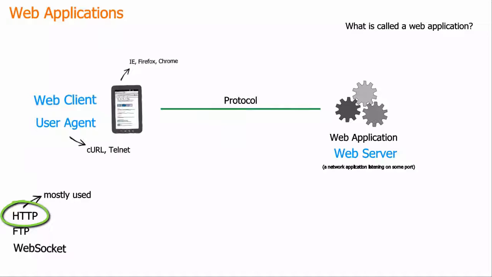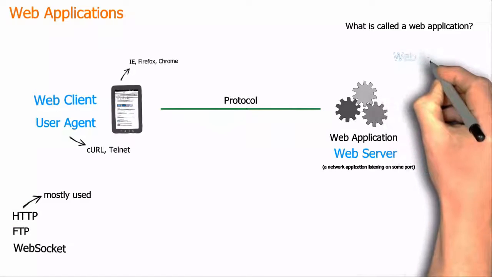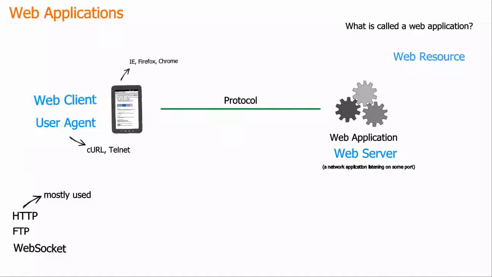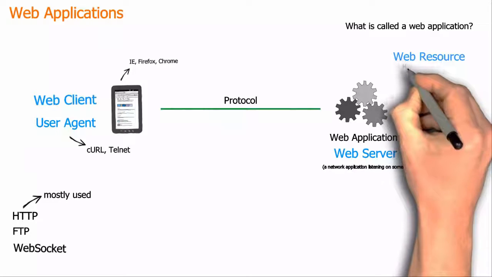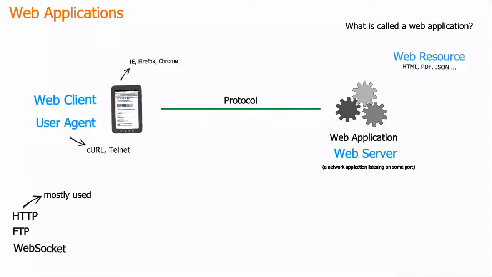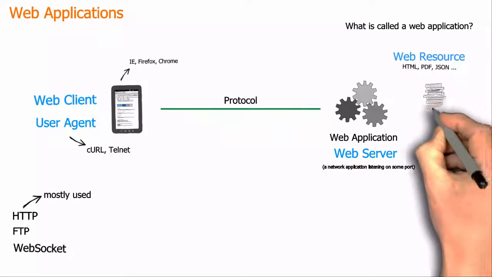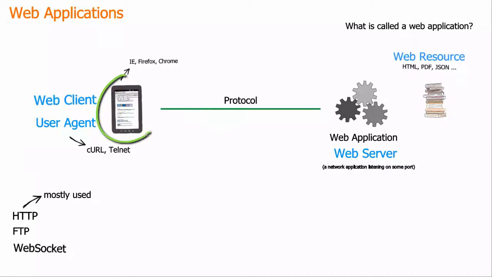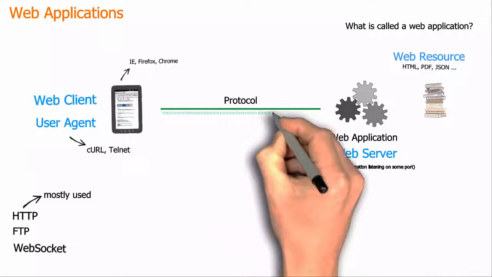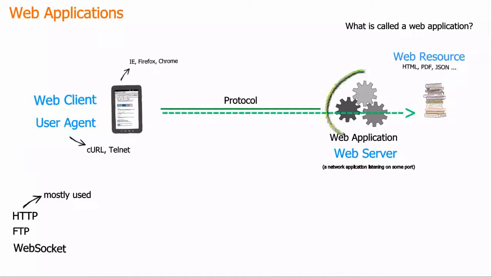So let's dig somewhat more into the HTTP protocol. To understand the HTTP protocol, let's start with what is called a web resource, or a resource as it is commonly said. A resource is a document like an HTML document or a PDF document or a JSON document or an XML file, or any kind of document which is hosted by a web server. In other words, a web client can access those documents through a web server.